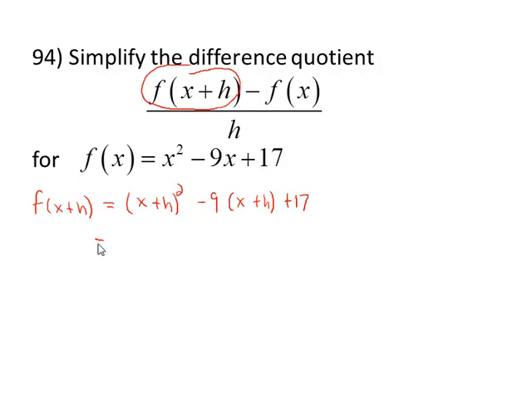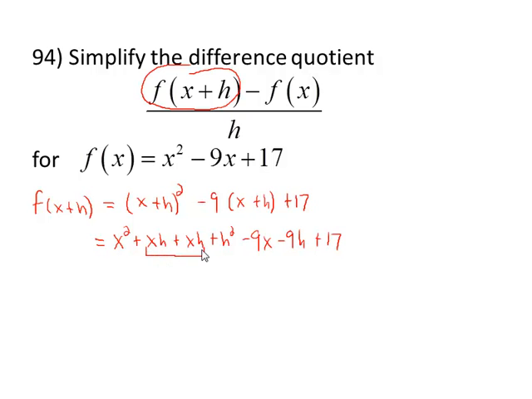x plus h quantity squared. We multiply x plus h by itself. That's x squared plus xh plus xh plus h squared. I'm going to distribute the minus 9. It's going to be minus 9x minus 9h, and the 17 stays as is.